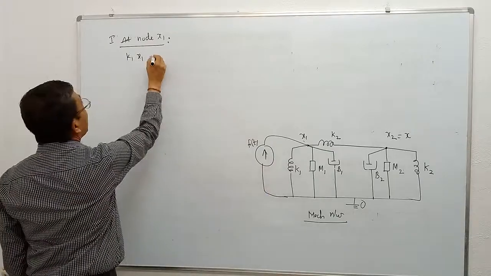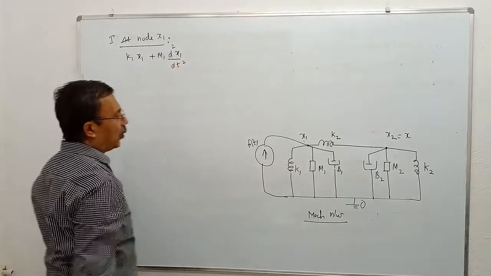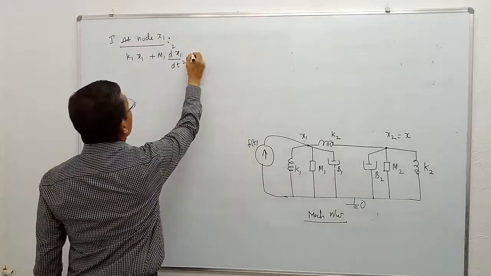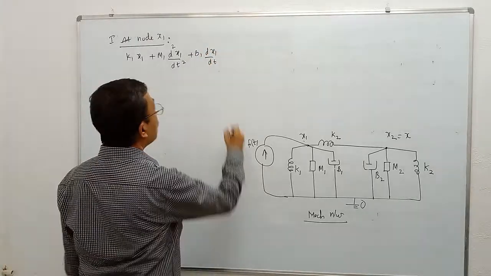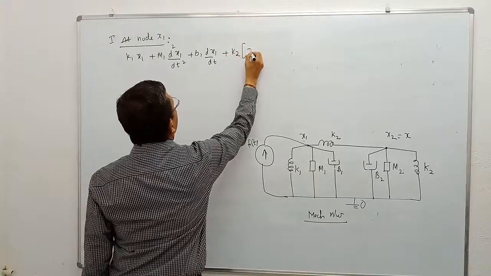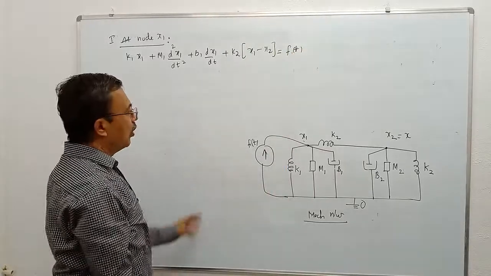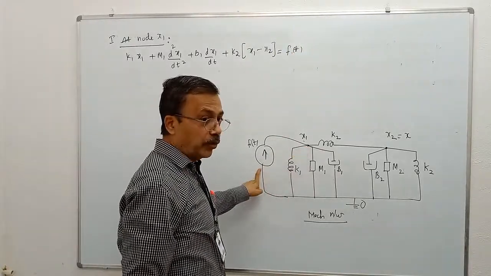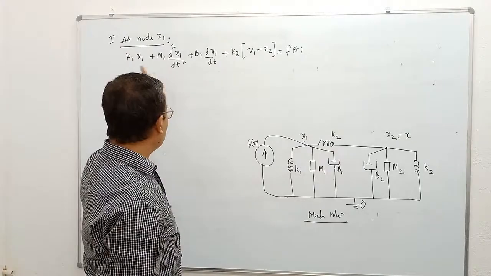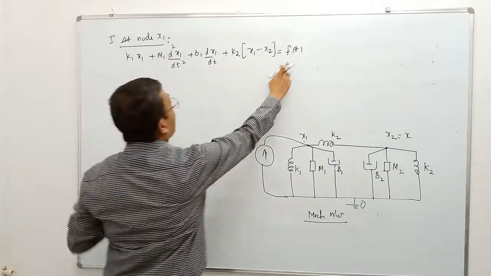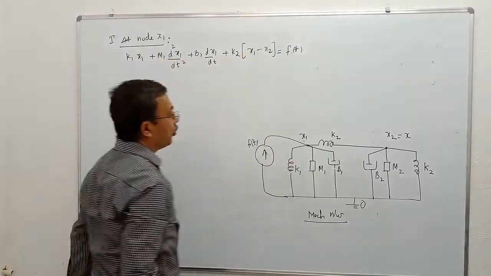For mass M1, what is the reactive force? M1 into d square X1 by dt square. What is the reactive force for B1? Plus B1 into dX1 by dt. What is the reactive force for K2? Plus K2 into X1 minus X2 is equal to F of t. Sum of forces leaving node X1 is equal to force entering. The terms on the left side indicate forces leaving the node X1. F of t indicates force entering. In other words, F of t is the applied force, these are reactive forces. Sum of reactive forces equals sum of applied forces.